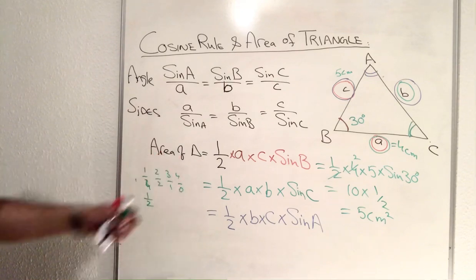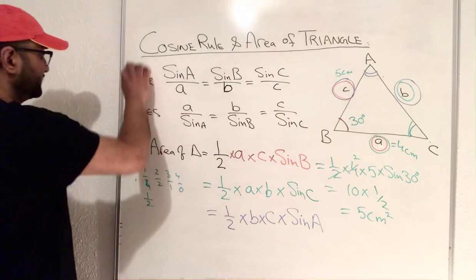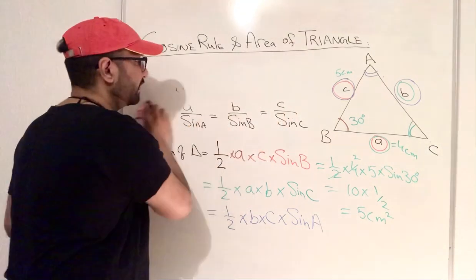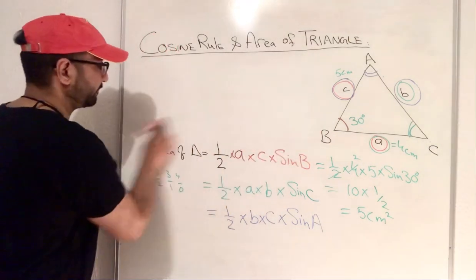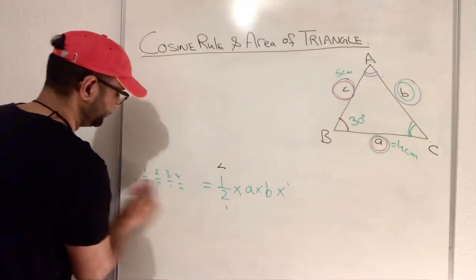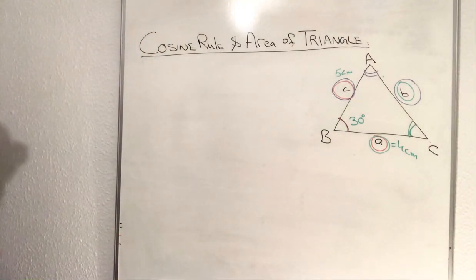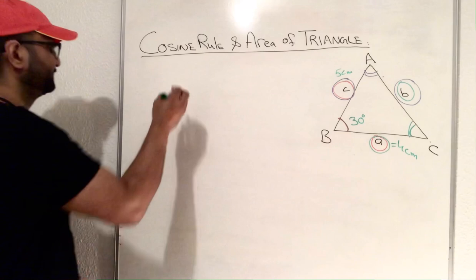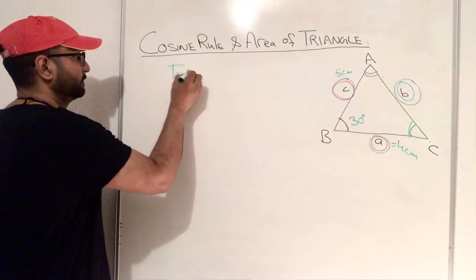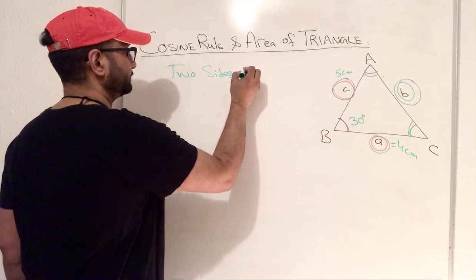That's much easier. So now we are going towards the cosine rule, and there are 3 formulas to find an angle or a side. They must give you 2 sides and 1 angle.